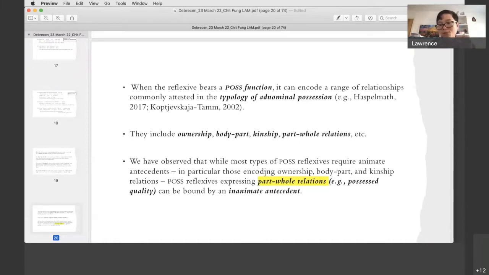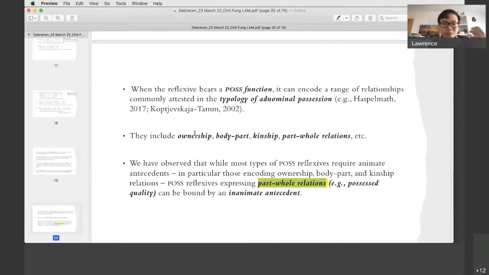Among these possessive functions, take the partial relation, for example, bookmark shape, or the bridge's shadow. This is a kind of partial relation. When you're denoting this kind of partial relation, it can be bound by an inanimate entity, because even inanimate entities can express a partial relation. It can be a part of a chair, a part of a table. It doesn't have to be animate. That's how I see it.